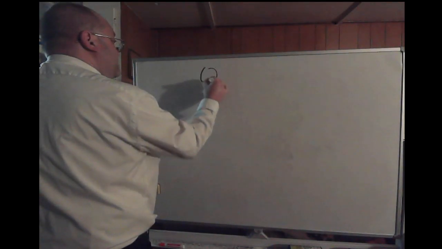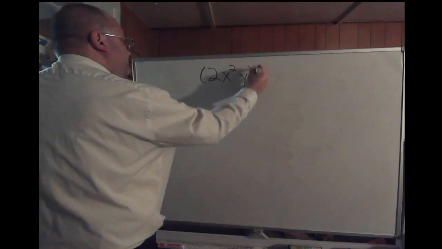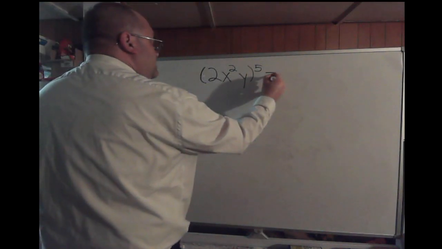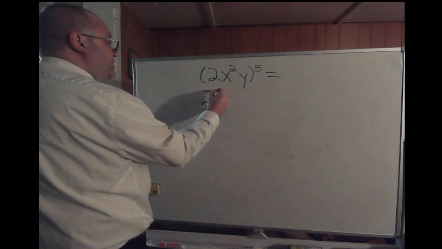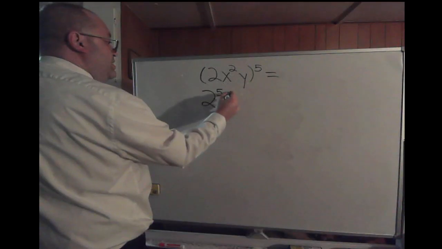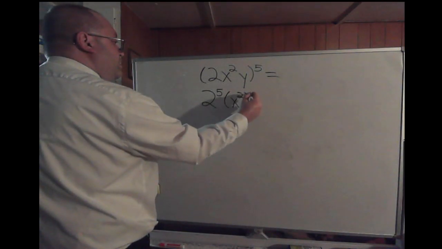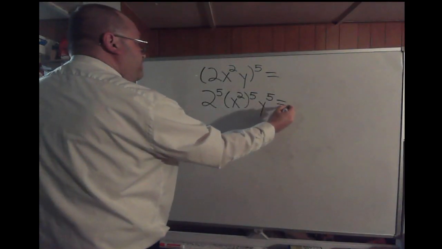Alright, let's see. We got 2x squared y, that quantity to the fifth. Alright. So again, you take each term inside of here. So you'll start with your 2. You'll raise that to the fifth power. You'll take your x squared. You'll raise that to the fifth power. Then you'll take your y and raise that to the fifth power.